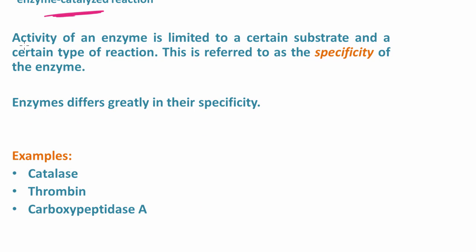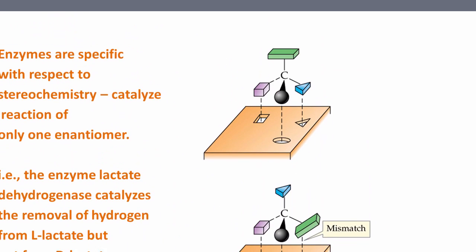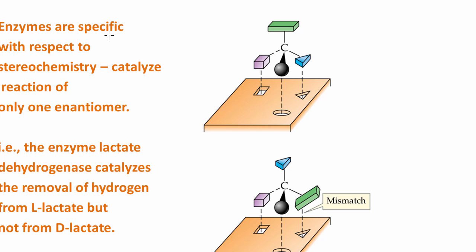As I said before, the activity of an enzyme is limited to a certain substrate and a certain type of reaction. And this is referred to as the specificity of the enzymes. And enzymes will differ greatly in their specificity. And we'll go through some examples here in a moment. Enzymes are also specific with respect to stereochemistry. So a particular enzyme might only catalyze a reaction of only one enantiomer.